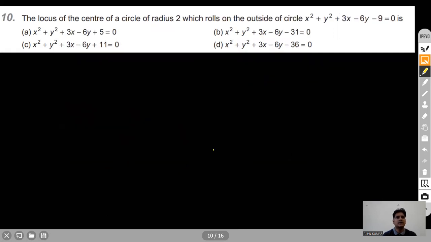So now taking question number 10. It is saying the locus of the center of a circle of radius 2, which rolls on the outside of the circle. Okay. One circle is given here, and we have to find the locus of the center of another circle, which is rolling outside of this circle.